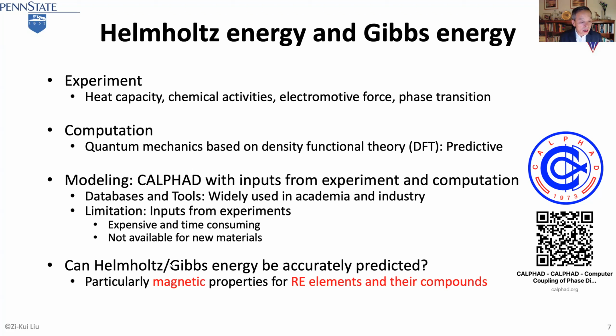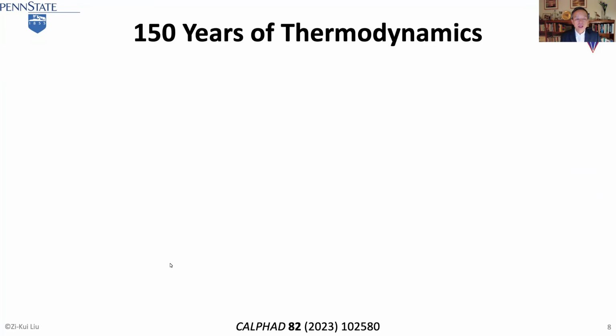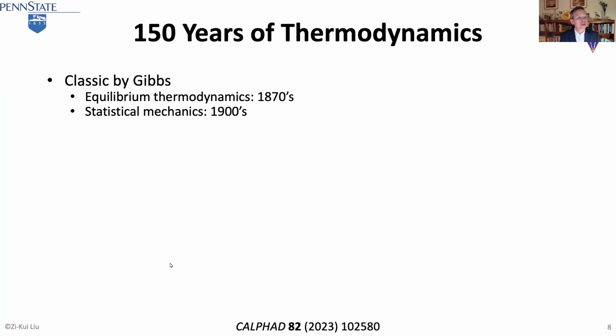So the question is, can Helmholtz energy or Gibbs energy be accurately predicted, particularly magnetic properties for rare earth elements and their compounds? So let's have a look at what was the history of thermodynamics. About 150 years ago, Gibbs developed the classical thermodynamics. We call it equilibrium thermodynamics. That's after the first industrial revolution, when the first law and second law were developed, and Gibbs combined them together, developed a combined rule for equilibrium systems.